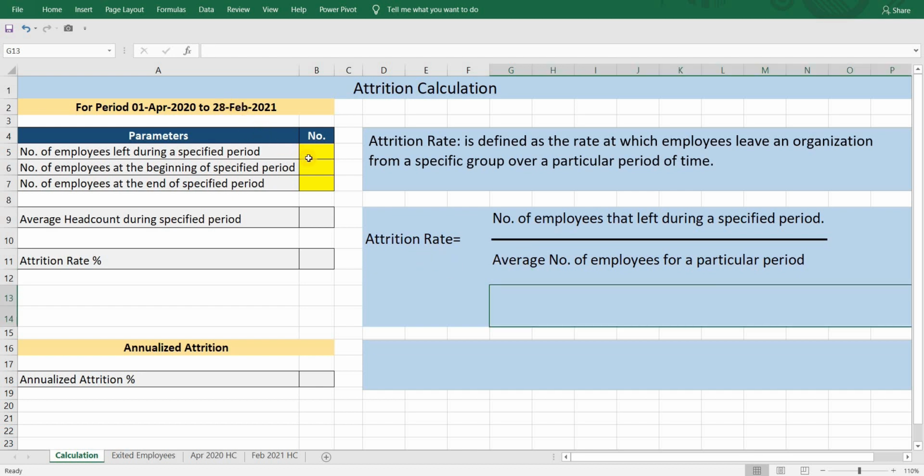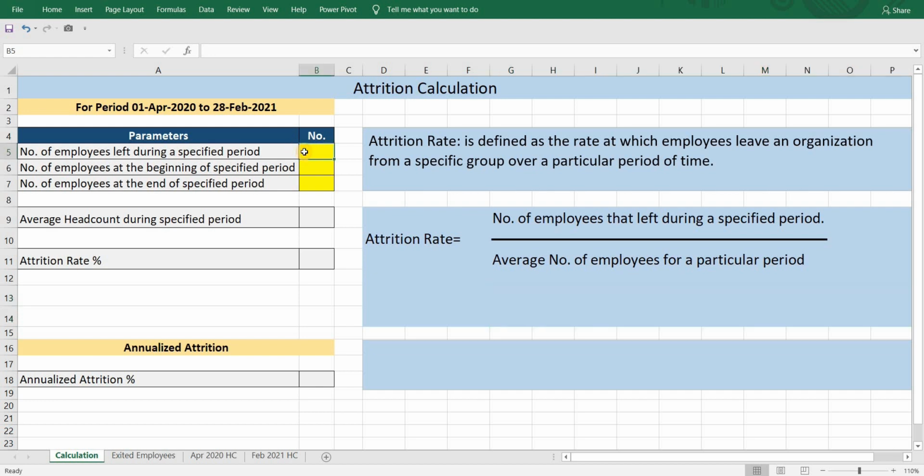Now, let's assume the number of employees that left during a specified period was 20 and the average count for that particular period was 100. Attrition percentage would be 20 divided by 100, which is 20%. So, attrition can be calculated in multiple ways. This is just one of the formulas. I will try to cover some more in my next videos.